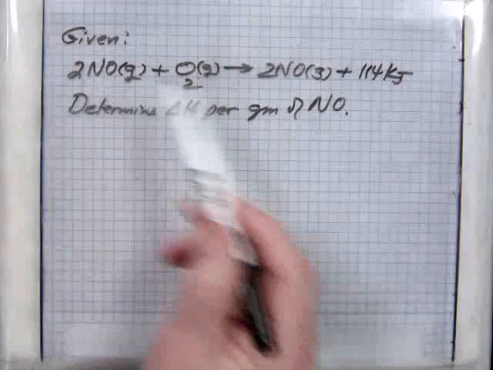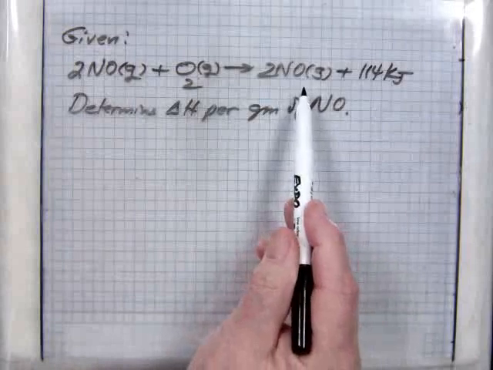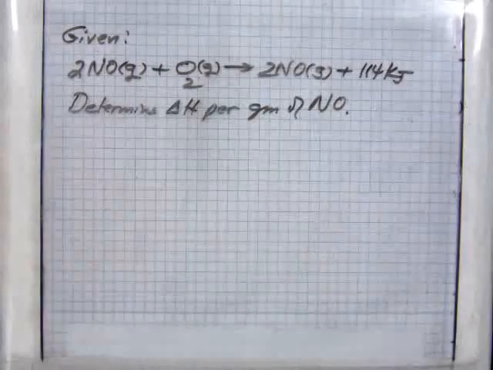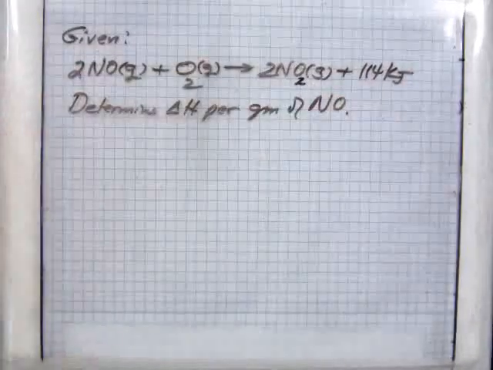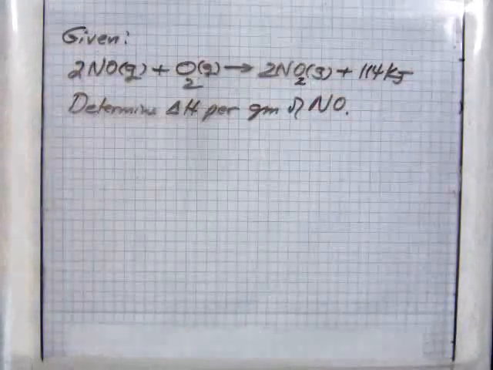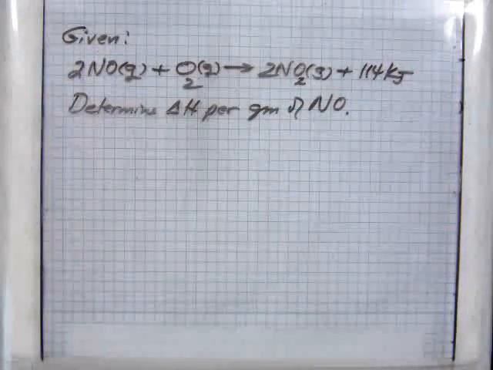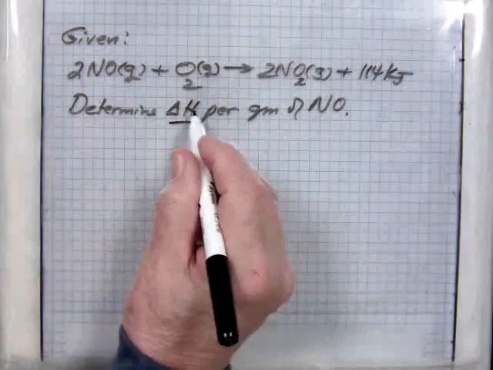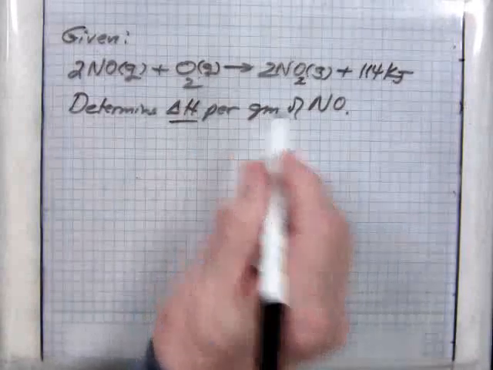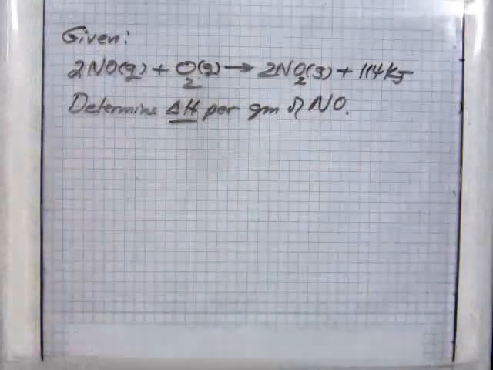You have nitrous oxide reacting with oxygen to produce nitrogen, should be dioxide, misfire on that one. Yeah, NO2. And you had 114 kilojoules. What's the energy change per gram of nitric oxide? Delta H, energy change per gram. So you want to reduce it to energy per gram.